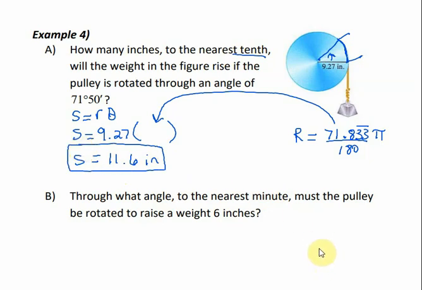All right, through what angle to the nearest minute must the pulley be rotated to raise the weight 6 inches? Okay, so now this time we're looking for the angle to raise the weight. We want to know when this is 6 inches. Okay, so this would be my S. So I would have 6 is equal to, of course, the radius stays the same, 9.27. And we want to know what the angle would be when that happens. So I'm going to divide both sides by the 9.27.